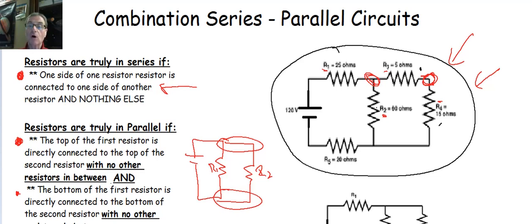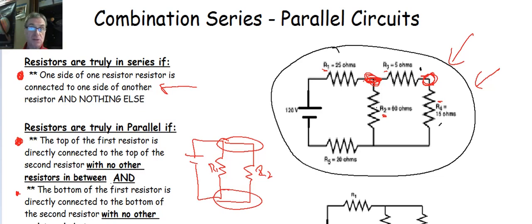R1 and R3 are also not in series for the same reason, right? They have this connection right here, this side and this side, but they are both also connected on that side to resistor R2. So they are not truly in series. So the only thing we truly have that are in series are R3 and R4.